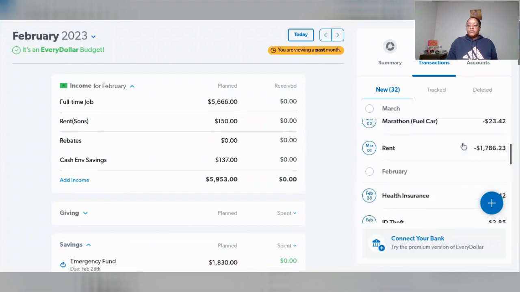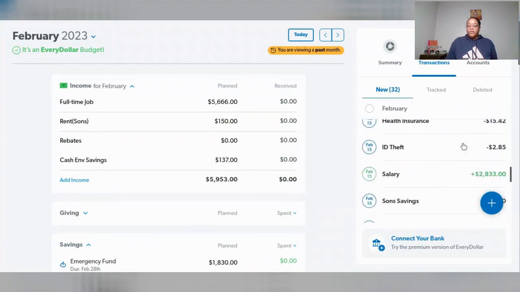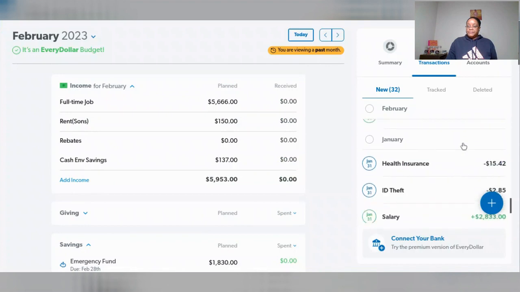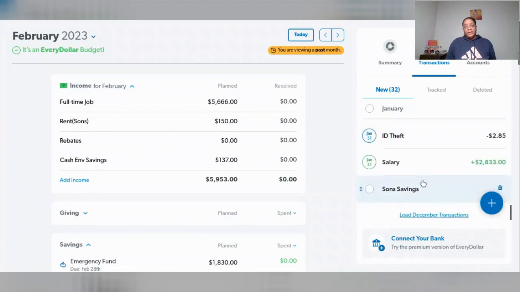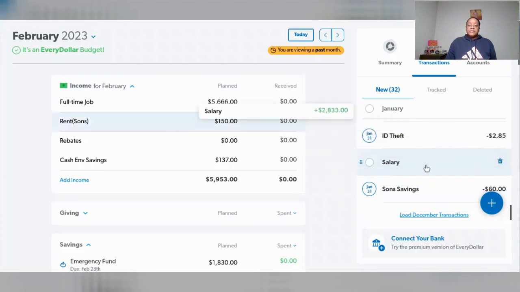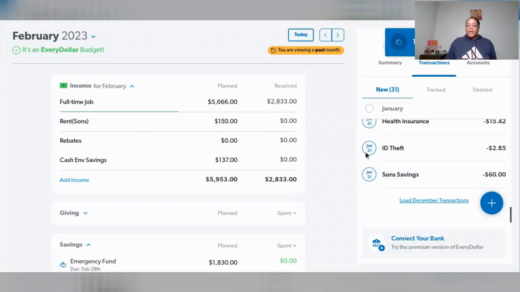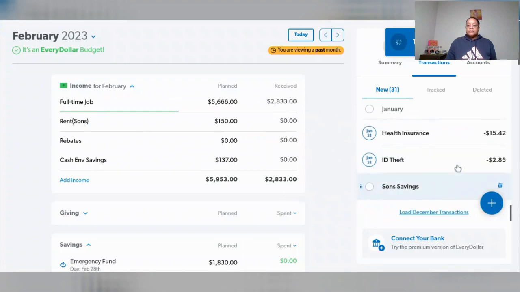So the first thing we're going to do is start with my income for the month of February. And I had already loaded my transactions from December because you guys know I get paid on the last business day of the month. And sometimes that correlates to the last day of the month, and sometimes it don't.